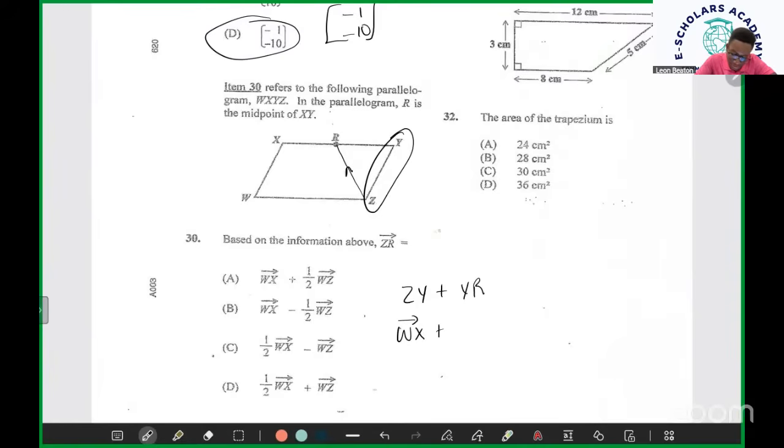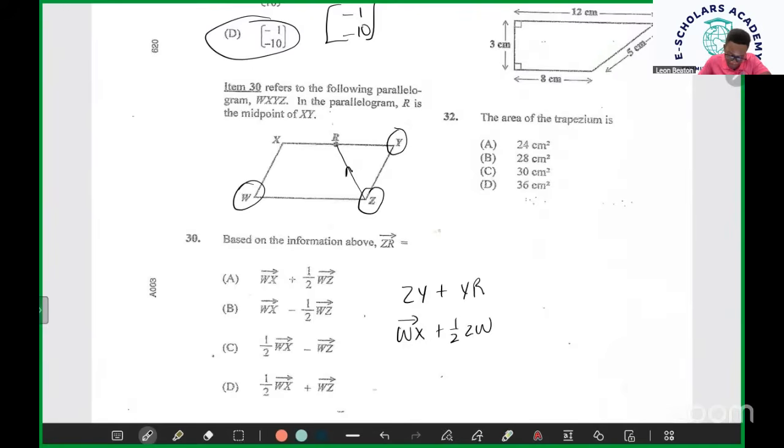And plus, instead of YR, we can say half of YX. If they got that, let me see, they got half of YX. Nah. So we can also say plus half of ZW. I know they don't have that.